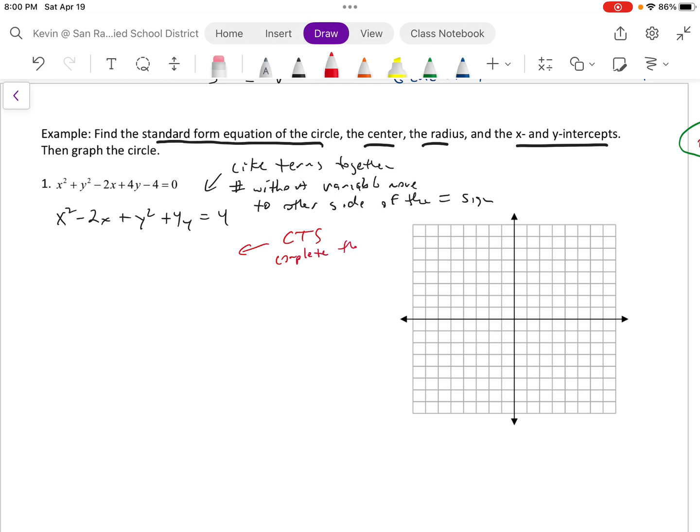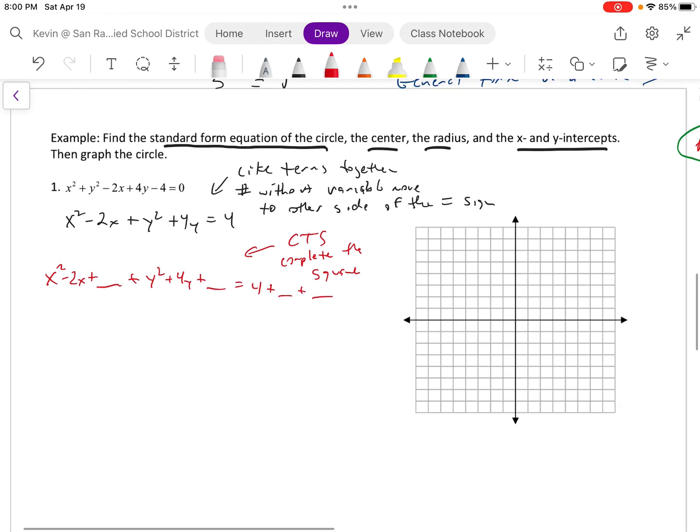Now, the next part is to complete the square. Next thing is CTS, complete the square. Hopefully you all remember how to do that. We go x squared minus 2x plus some value plus y squared plus 4y plus some value equals 4 plus whatever that value is plus whatever that value is. Completing the square is b divided by 2 squared. So I go negative 2 divided by 2 squared. Negative 2 divided by 2 is negative 1. Negative 1 squared is 1. So I put 1 here.